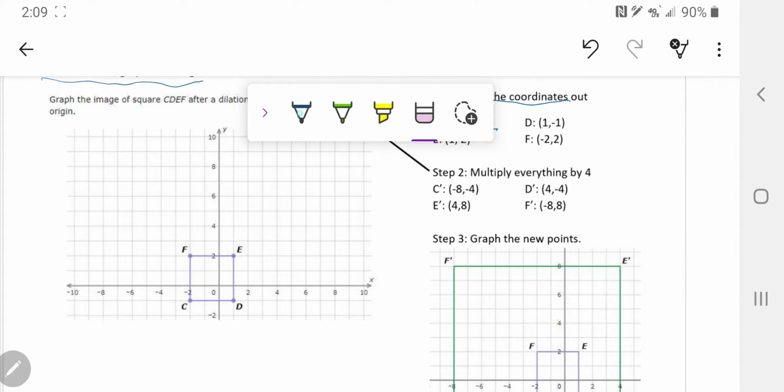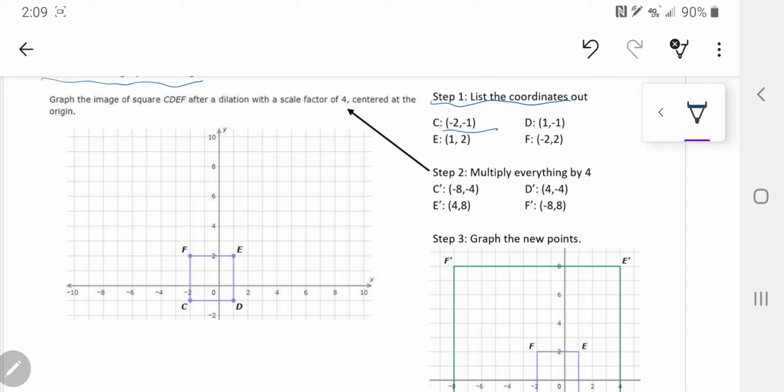And then your next step is to multiply everything by 4. This one is 4 because it says a scale factor of 4. If it says a scale factor of 2, multiply by 2. If it says a scale factor of a half, multiply by a half. Whatever that scale factor is, that's what you multiply by. So I took all of these coordinates, every single one, and I multiplied them by 4, and I got these.